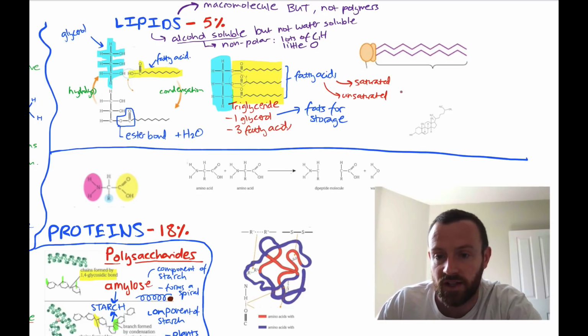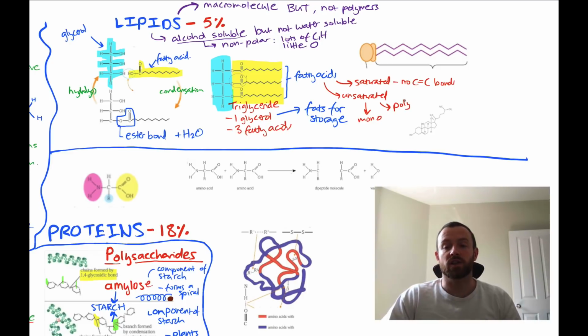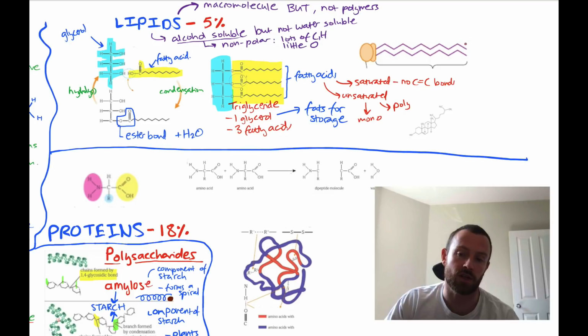Now, saturated fatty acids have no carbon-carbon double bonds. And unsaturated, well, we can have monounsaturated, or we can have polyunsaturated. So a polyunsaturated fatty acid has lots of carbon double bonds, and mono will just have one. Now, why is that significant? Well, let's look at the reason that's significant after we look at this molecule.